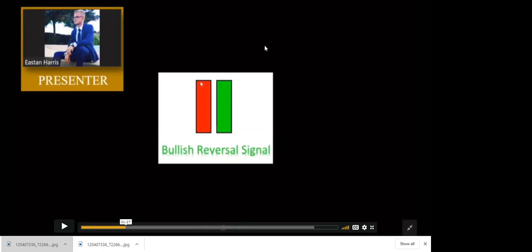Gotcha. Would that green candle also be an indication to get in the trade on a buy? Yes, but now you can't get in on this candle. You know why? Who can tell me why you can't get in on this candle while it's printing? Who knows the answer to that question?